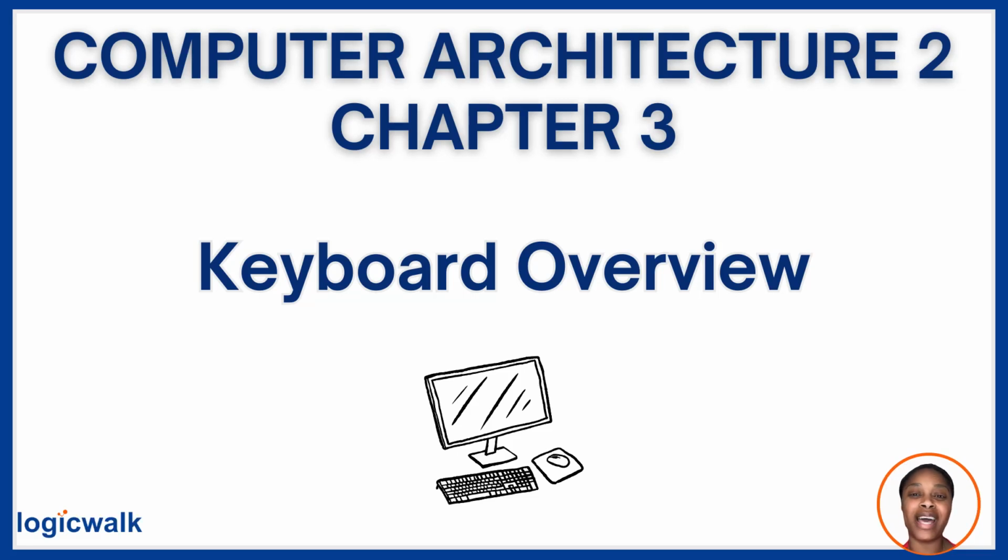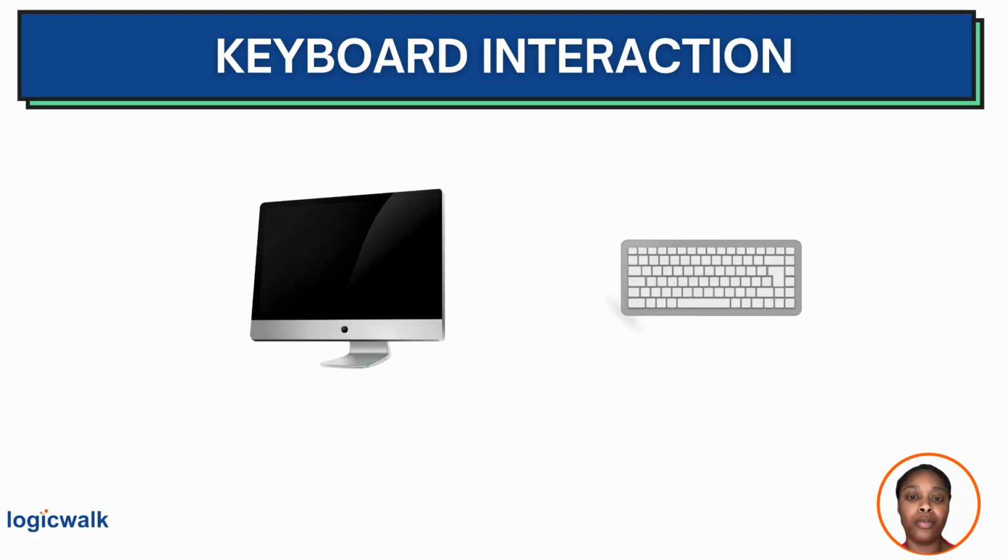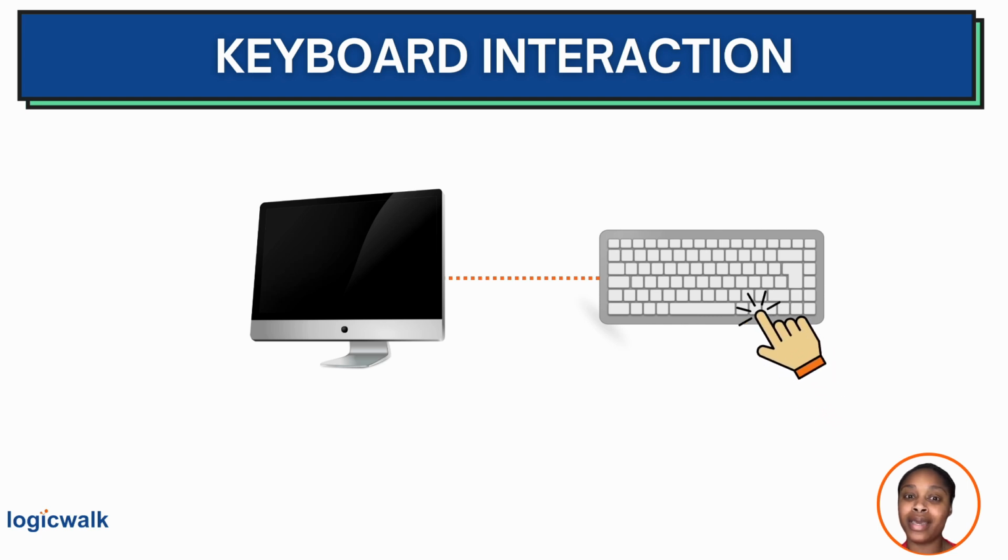In this chapter, we're diving deeper into another I/O device you're all very familiar with, the keyboard. When a computer and a keyboard are connected, pressing a key alerts the computer, which then performs an action, like printing the character on the screen or moving a player in a video game. Today, we'll explore what happens behind the scenes when you interact with a keyboard.